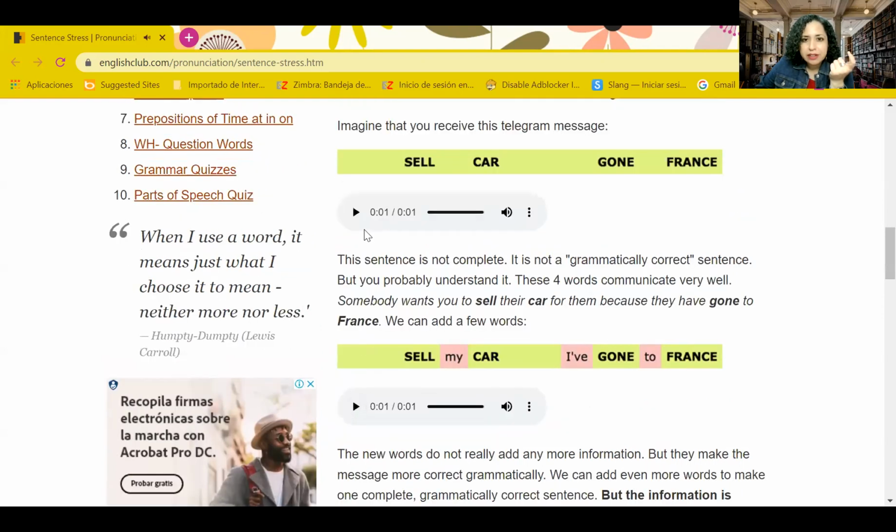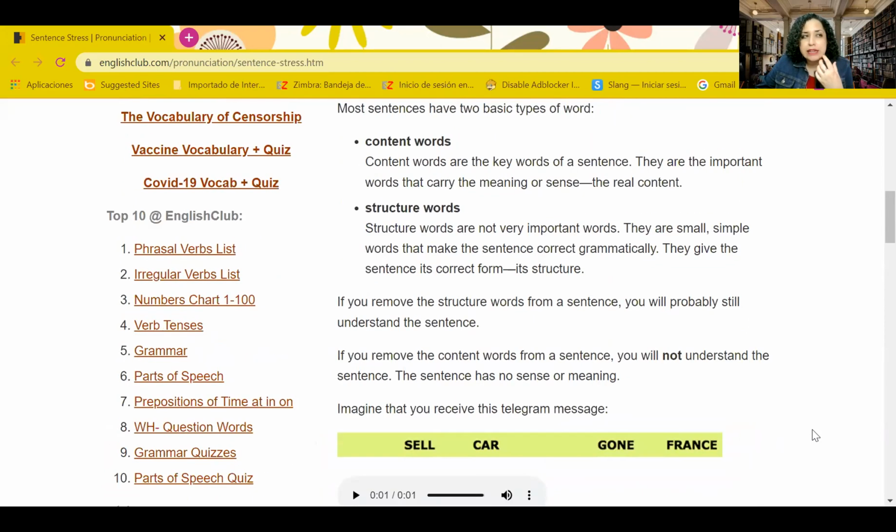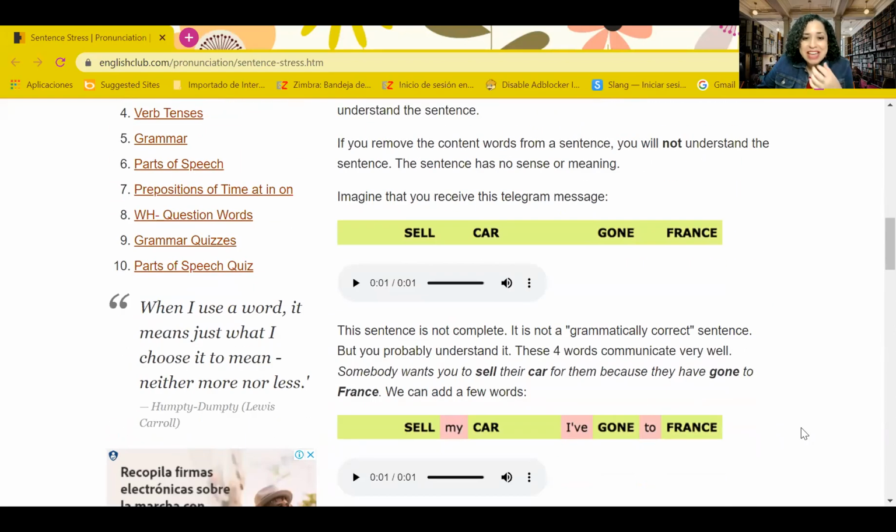Did you hear it? It's the same if we don't have my, of, and to. Sell car, go in France. It's almost about the same, but when we are pronouncing, you do still need to complete all of the sentence. You need to have my, of, and to, but those are only the part that makes it the structure or the grammatically correct part of the sentence. But in terms of the stress, they don't even count.